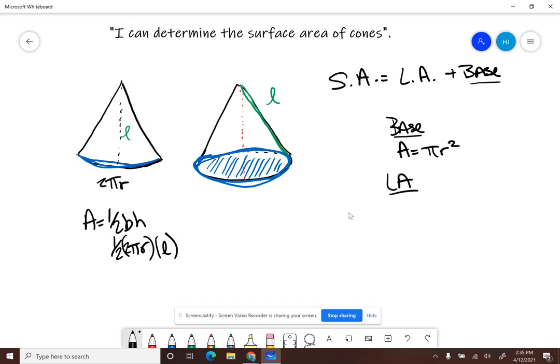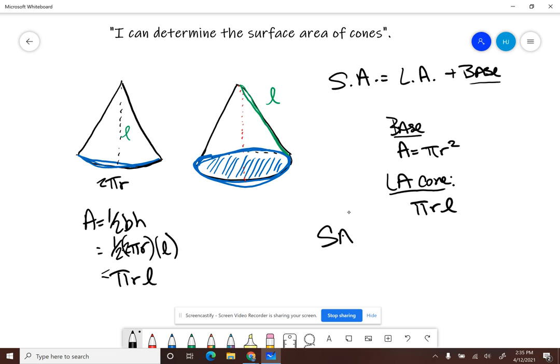Okay, so let's think about how this works out here. It's actually a little bit of mathematics to do this, but 1/2 times 2 is actually 1. It just kind of goes away. So what I'm actually left with is pi times r times the slant height. So if I'm talking about the lateral area of a cone here, then what I have is pi times r times L.